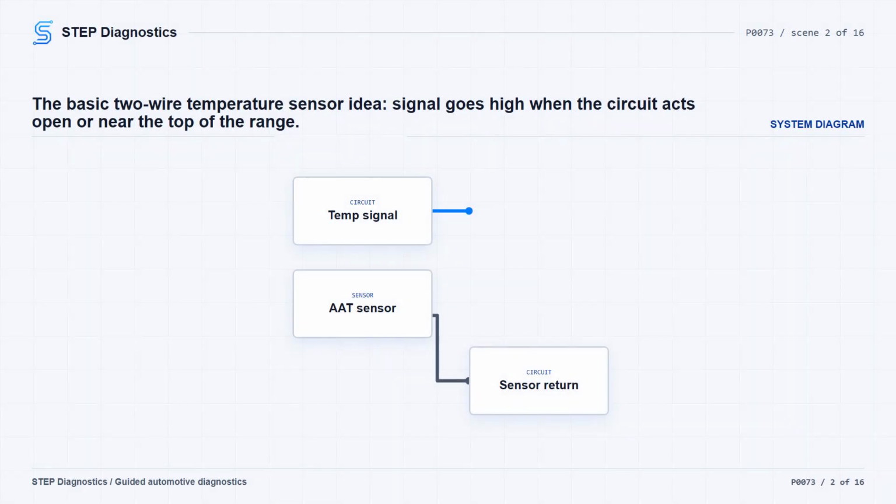This is a 2-wire temperature sensor circuit, and it is typically a 5.0 volt sensor. As a general rule, a voltage reading above approximately 4.9 volts would set a circuit high/open fault, and a voltage below approximately 0.10 volts will set a circuit low fault. For the circuit low setting description, the threshold is typically in the 0.1 volt range. For P0073 and the circuit high side, the threshold is typically in the 4.9 volt range.